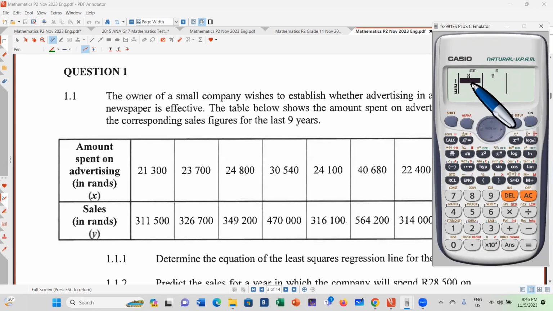Now the calculator is going to yield an X and Y column. We start with the X column. The first one is 300, equals. The next one is 23,700. The next one is 24,800.